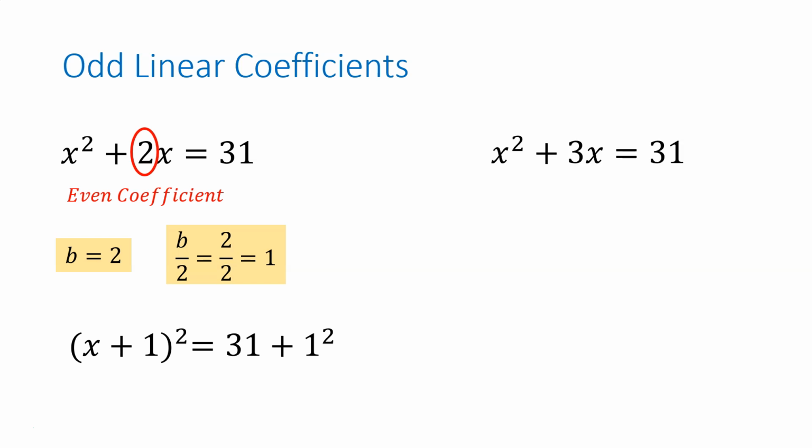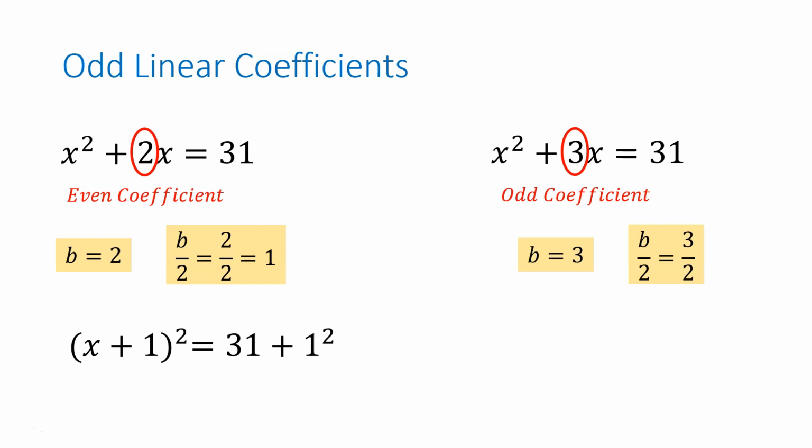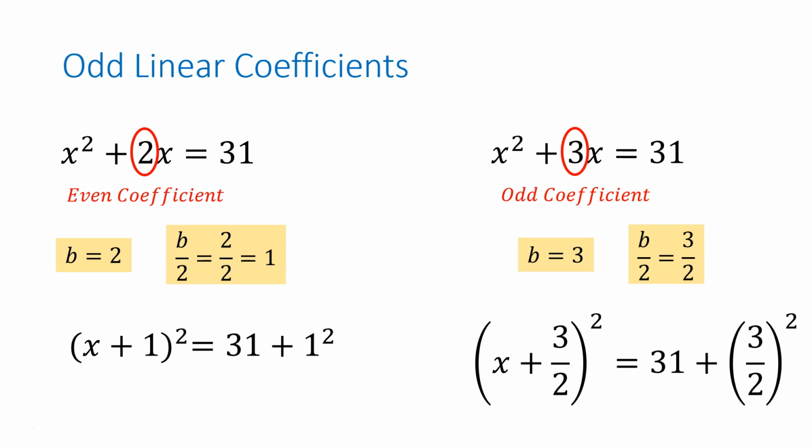Now what happens when the linear coefficient is odd, in this case 3? If we try the same procedure, b is 3 and b over 2 is 3 halves. And when we use the perfect square pattern, we get an equation containing fractions. So today, we'll discuss how to solve these kinds of problems with fractions.